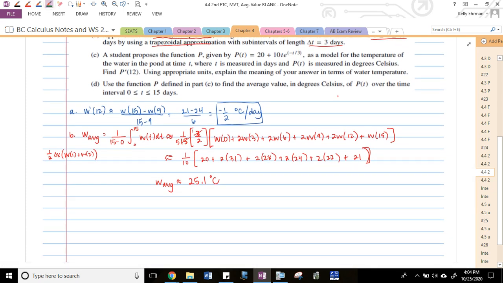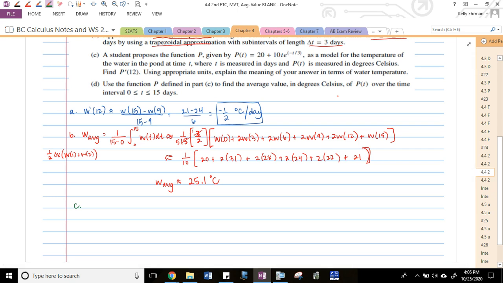All right, part C. A student proposes the function p given by p of t equals 20 plus 10t e to the negative t over 3 as a model for the temperature of the water in the pond at time t, where t is measured in days and p of t is measured in degrees Celsius. Find p prime of 12.